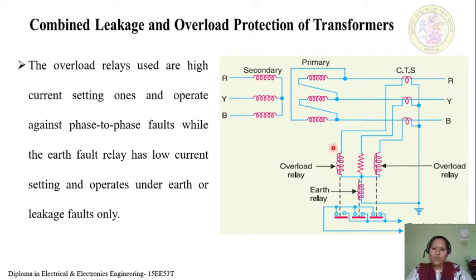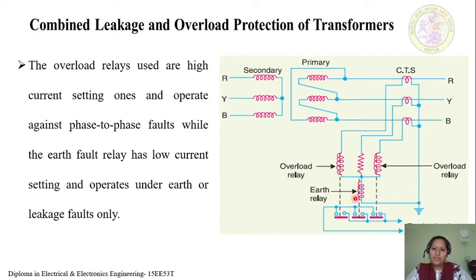Here the overload relays used are of high current setting, and these overload relays will operate when there is a phase to phase fault or any phase fault occurs. The corresponding switches will get closed, and then the trip circuit will energize and the circuit gets isolated.